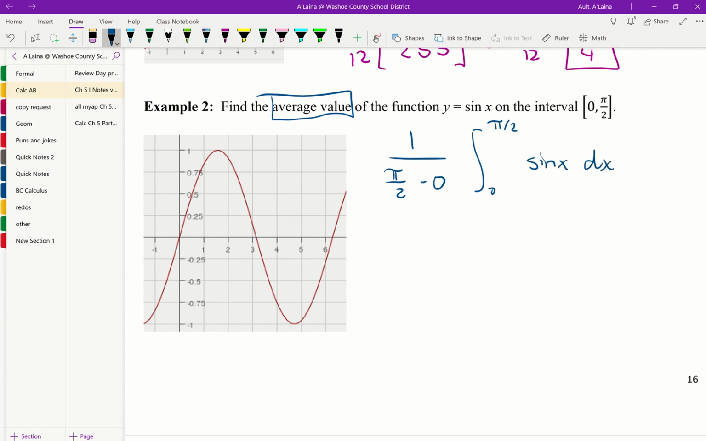So 1 over pi over 2, when you divide by a fraction, you can multiply by the reciprocal of that fraction. And then the integral of sine, be careful here, is negative cosine of x. And that needs to be evaluated at 0 and at pi over 2. So be careful here because it's very easy for kids to put cosine x, they take a derivative instead of an integral. I'm going to multiply this negative by the 2 over pi and pull that constant multiplier out. And I will do the cosine of pi over 2 minus the cosine of 0.